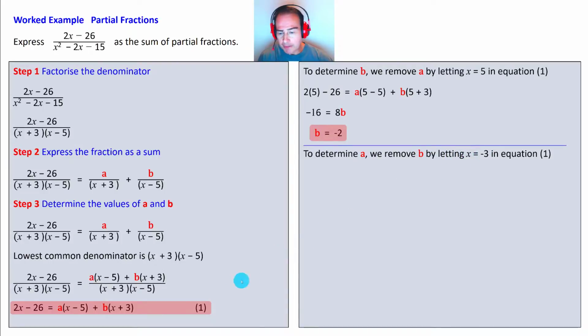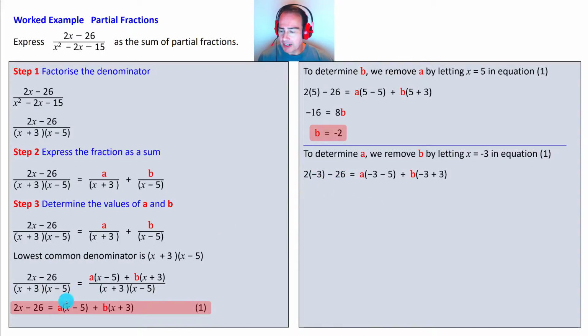Now why negative 3? Because down here we see the x plus 3 has to become a 0. So that means the x needs to be negative 3. And that will wipe the b out completely. Of course it'll still leave the a in place because negative 3 minus 5 will be negative 8, not 0.